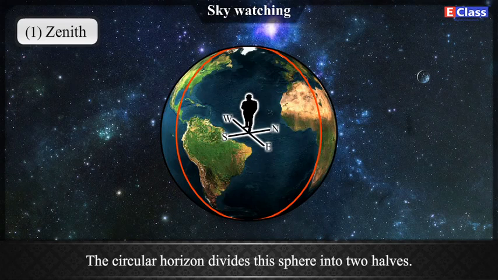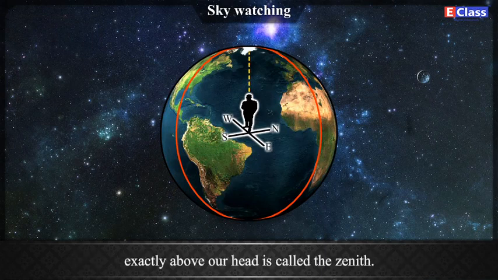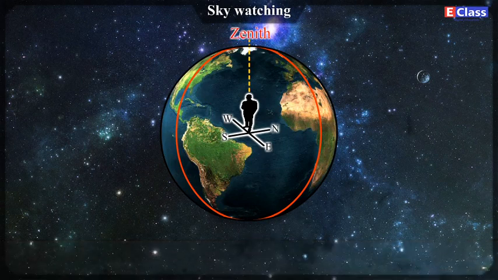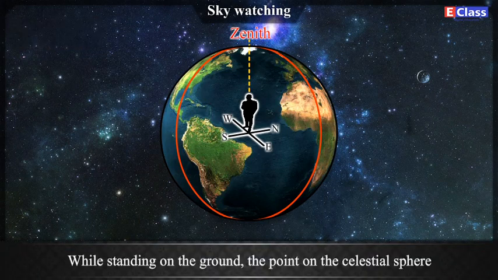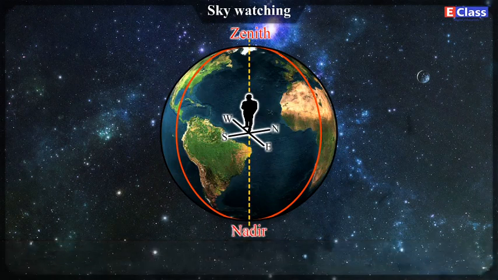1. Zenith. While standing on the ground, the point on the celestial sphere exactly above our head is called the zenith. 2. Nadir. While standing on the ground, the point on the celestial sphere exactly below our feet is called the nadir.